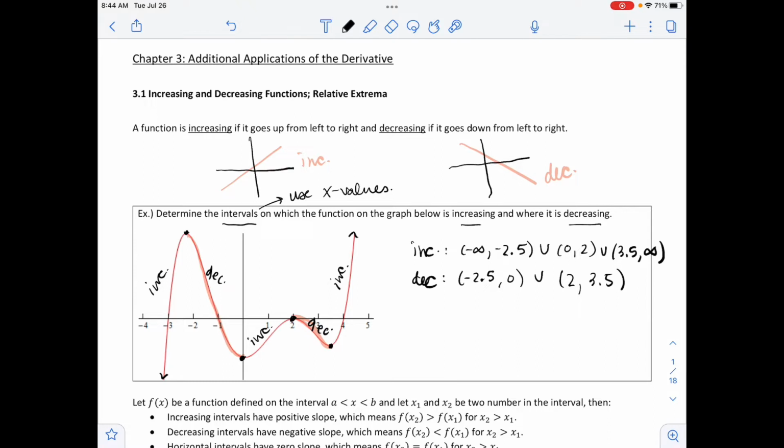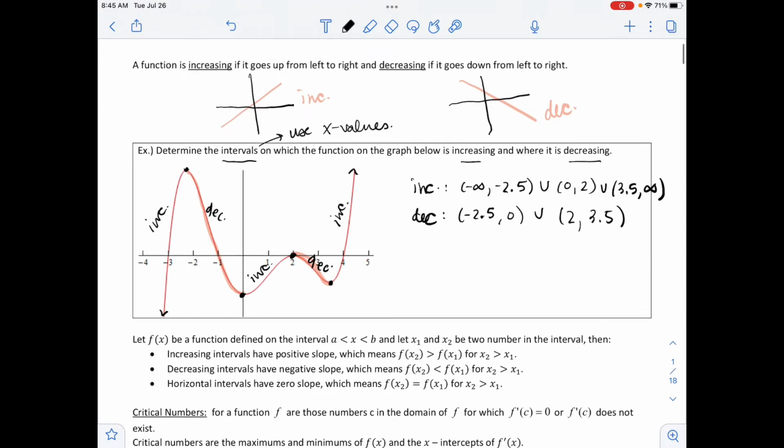Also note that I'm using parentheses on all these and not brackets, and the reason why is that technically at maximums and minimums it's neither increasing nor decreasing, it's constant there. And so if a function changes from increasing to decreasing or decreasing to increasing, it's changing at those maximum and minimum values. So these are our intervals where it's increasing and also where it's decreasing.